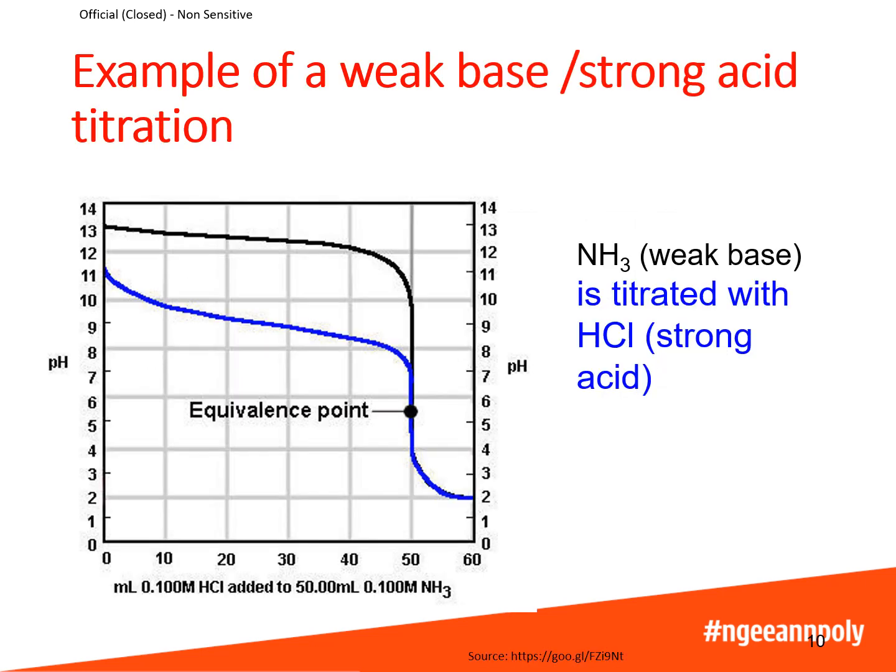Let's also take a look at the pH curve of a weak base strong acid titration. Here we have NH3, a weak base, which is titrated with HCl, a strong acid. The pH curve is represented in blue, and we can see that the pH change at the equivalence point is also not as prominent compared to that of a strong acid, strong base titration, which is given in the black line.